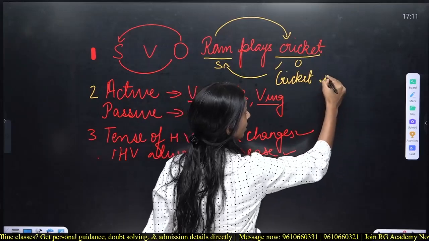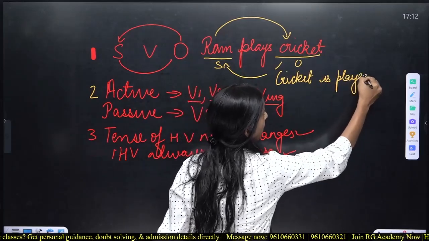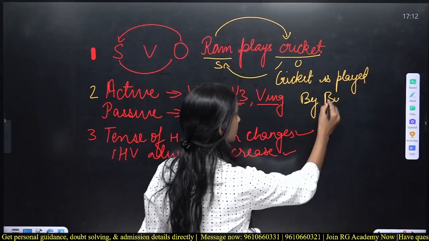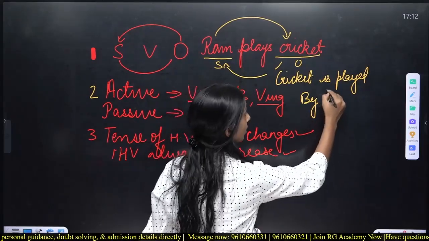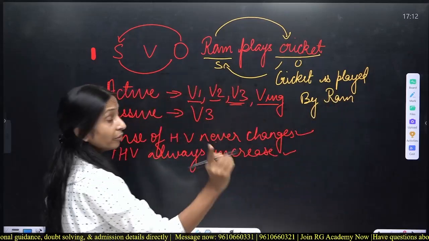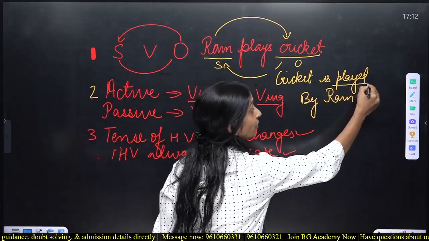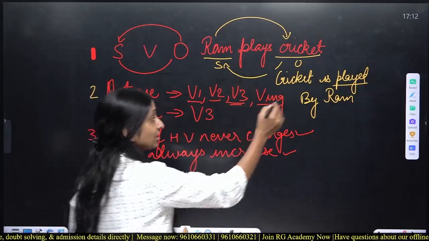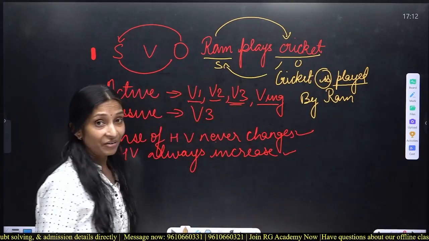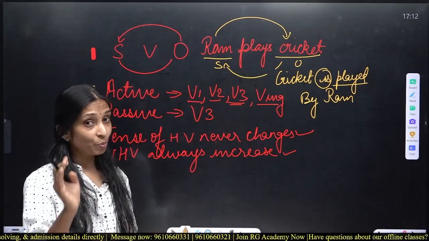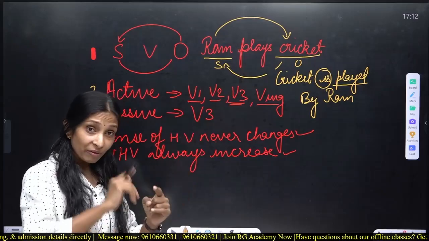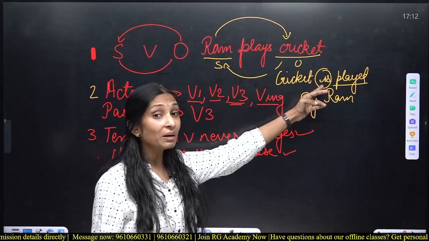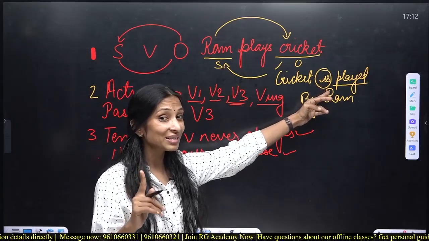Cricket is played by Ram. Now here, one thing is that the main verb goes into the third form, that is played, okay, and one helping verb always increases. If there is no helping verb, we are going to put one. If there is already one helping verb, then you're going to put one more helping verb, and so on, right? And the tense of the helping verb is not changing. It is still in present tense.